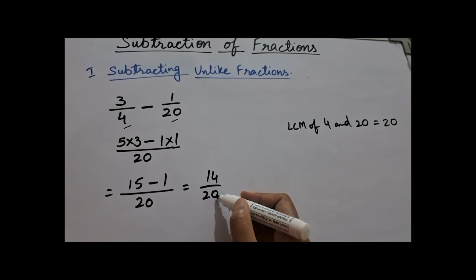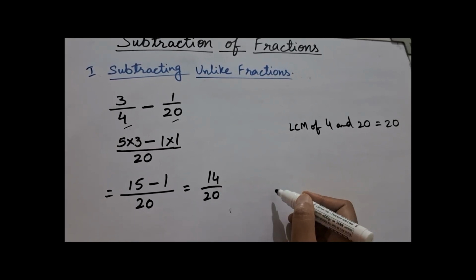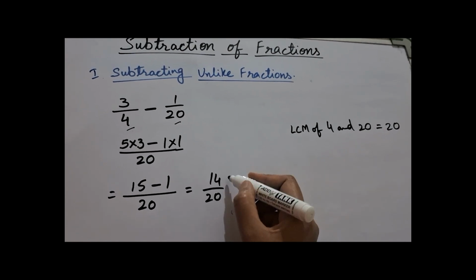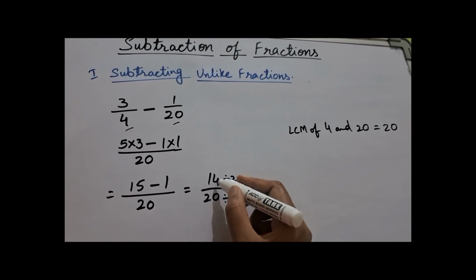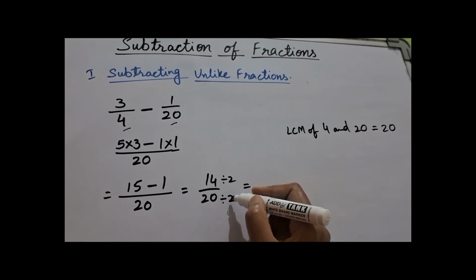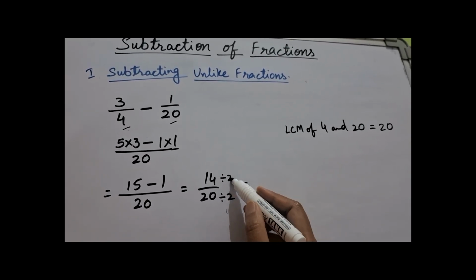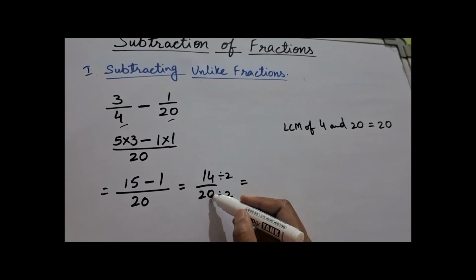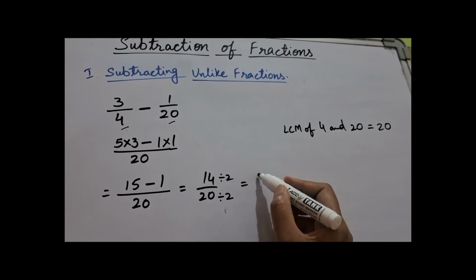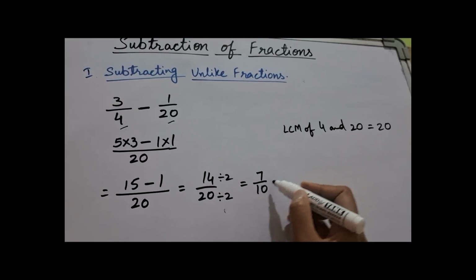14 by 20, if you need to write it in the lowest terms, then we need to divide both numerator and denominator by the same number. 2 is a factor of both numerator and denominator, so I am dividing both numerator and denominator by 2. That will be 7 by 10.